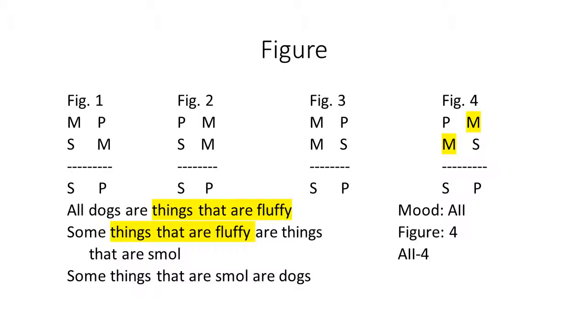Okay, so the mood here is AII, as before. And the figure is 4. So the mood and figure of this categorical syllogism is AII 4. Do you see how we got that? What we've done is abstracted away the quantifier and the copula, and we've just matched the left-behind structure to these figures.